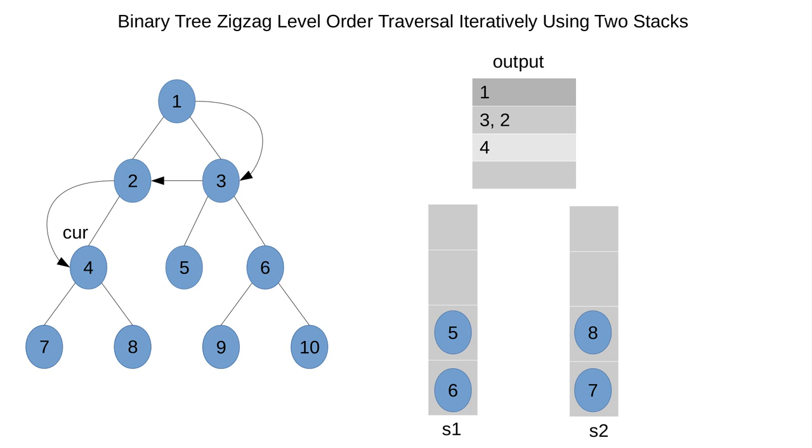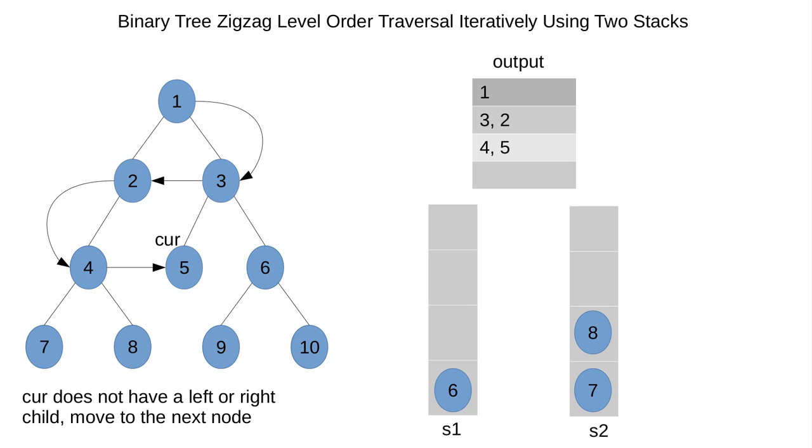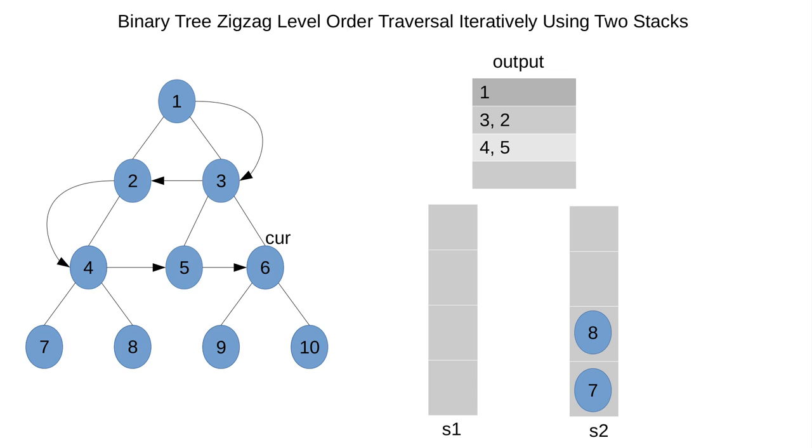Now we again pop the node from the top of stack S1. So current is assigned the reference to node 5. So we shall process this node. Current does not have a left or a right child, so we can move on. Stack S1 is still not empty, so we pop the node from the top of the stack, and current is assigned the reference to node 6. So we process this node, add it to the output. Now current has a left child and a right child. So first we'll add the left child to stack S2 and then the right child. And this ends the processing of level 2.